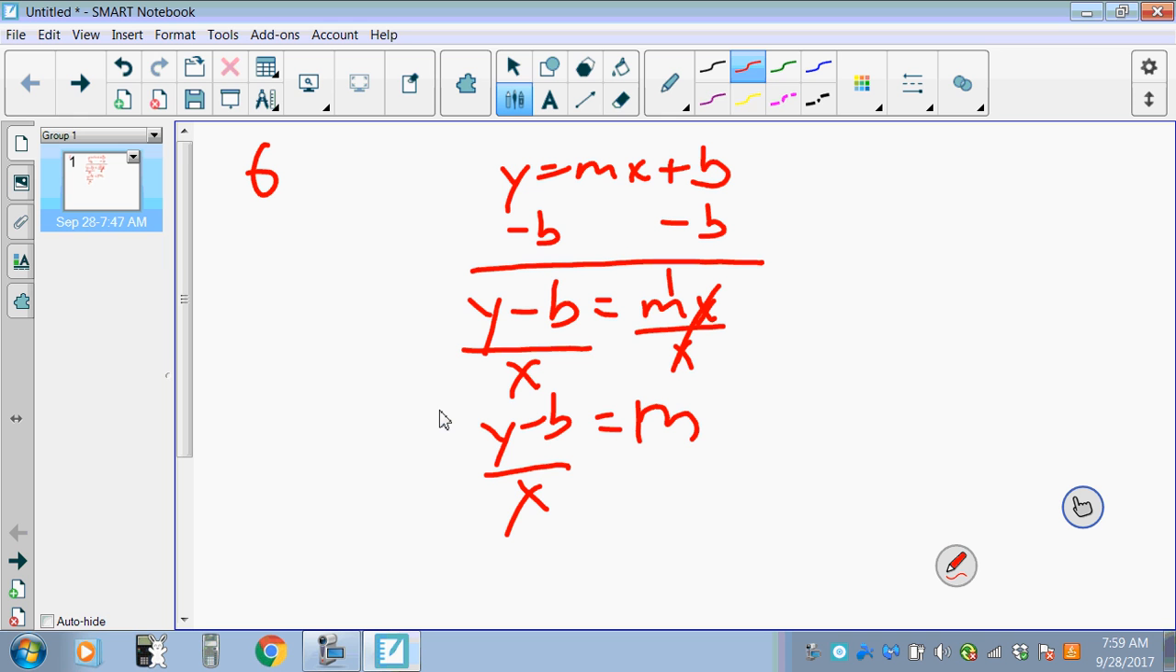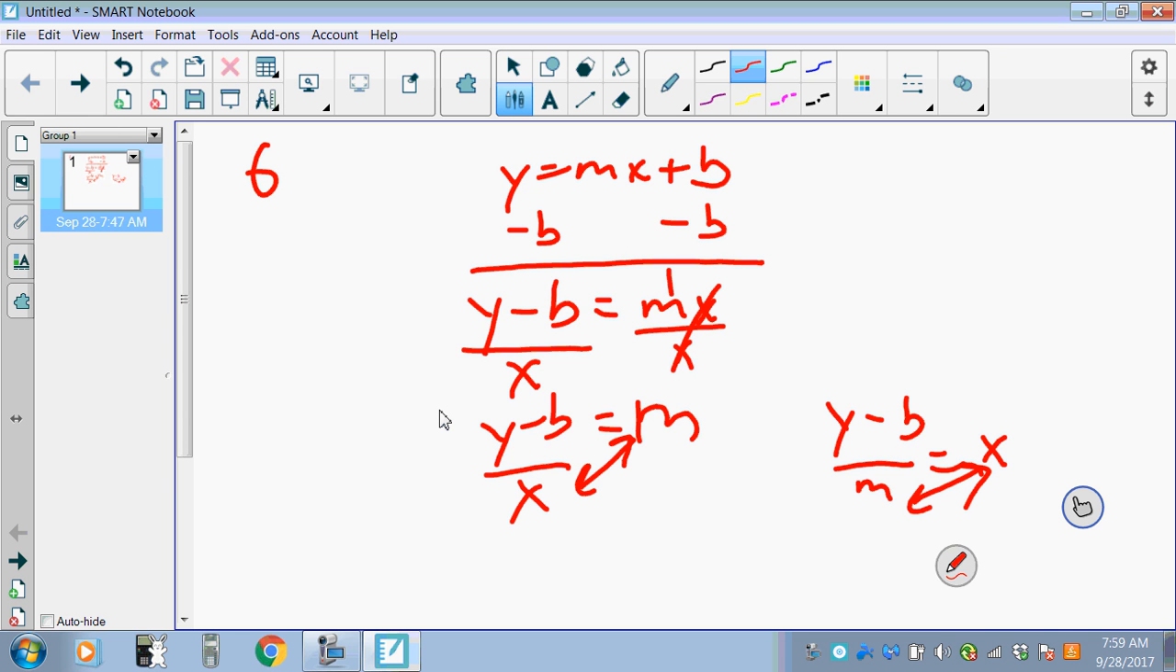And what you may notice is that your last answer for number 5 was y minus b over m equals x. This is kind of a unique thing that you guys can take as a clue. When you have a fraction on one side and just a regular non-fractional thing on the other side, you could just switch these. You're allowed to just switch those. That will create the same thing.